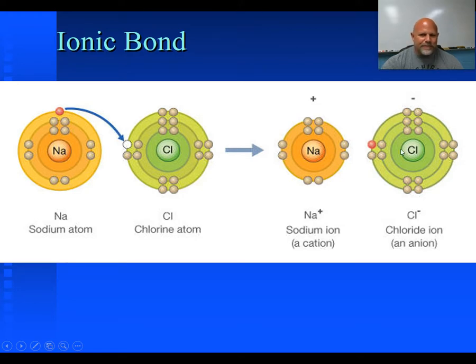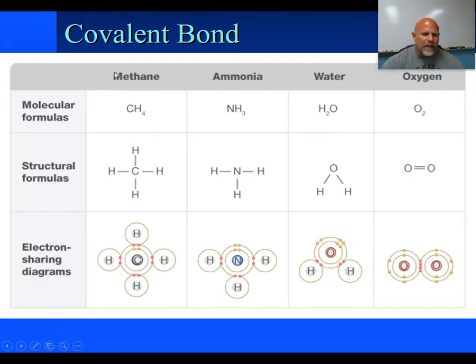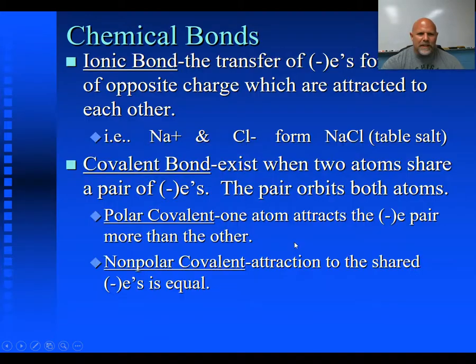Covalent bonds are a little bit different. These are a little bit stronger bond, and we're going to be sharing electrons in a covalent bond. And covalent bonds can come in a couple different forms, polar and non-polar.